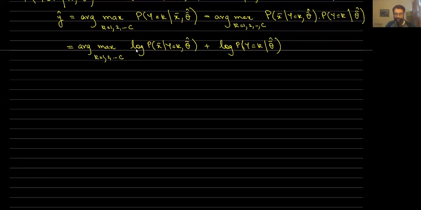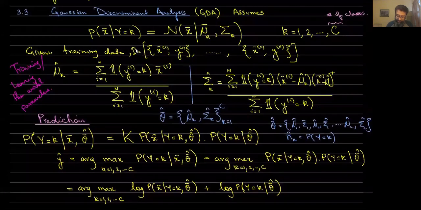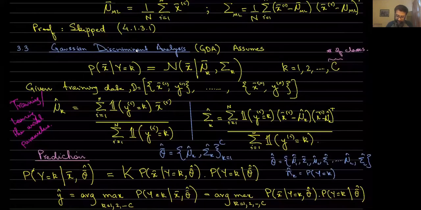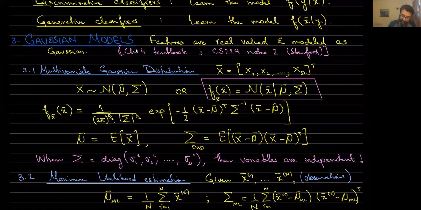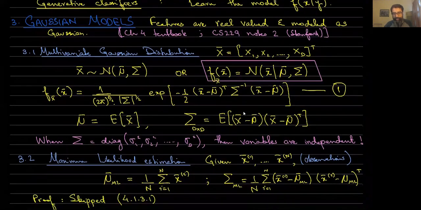And in a Gaussian distribution, this really is this expression, expression number one, for a given mu and for a given sigma. So this is what you have here.